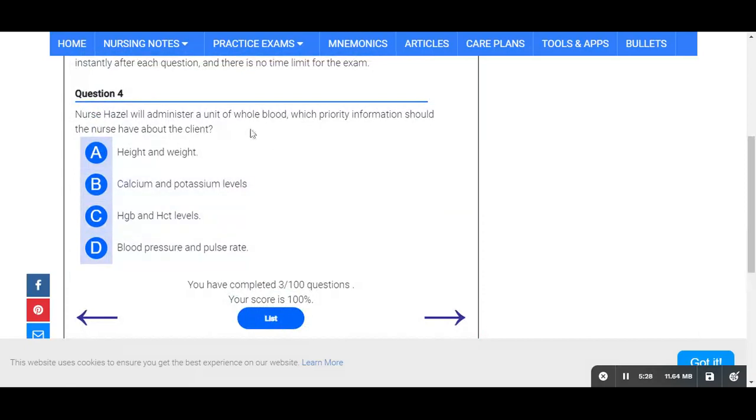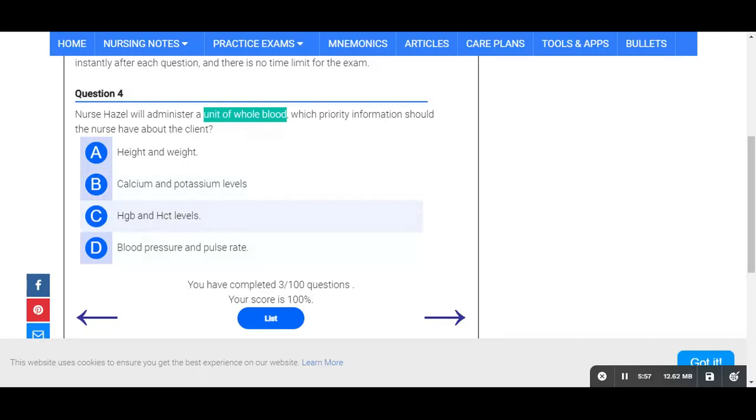Now, Nurse Hazel will administer a unit of whole blood. Which priority information should the nurse have about the client? Okay. Unit of whole blood. Take note of this. We're talking about whole blood administration. Height and weight? No. Calcium and potassium levels? No, although it has something to do with the hydration status. Hemoglobin and hematocrit levels?